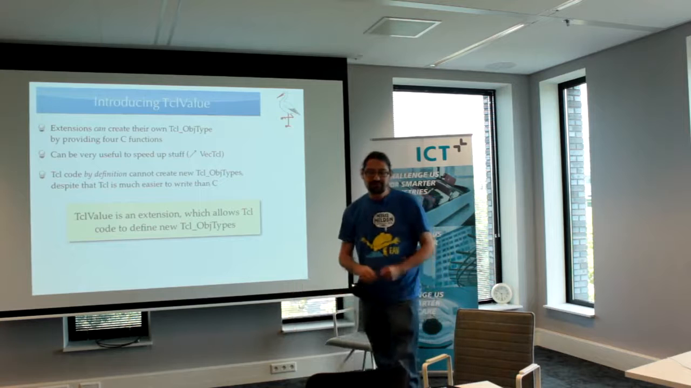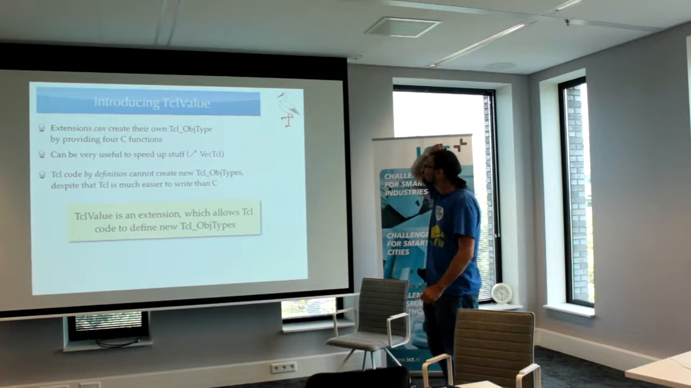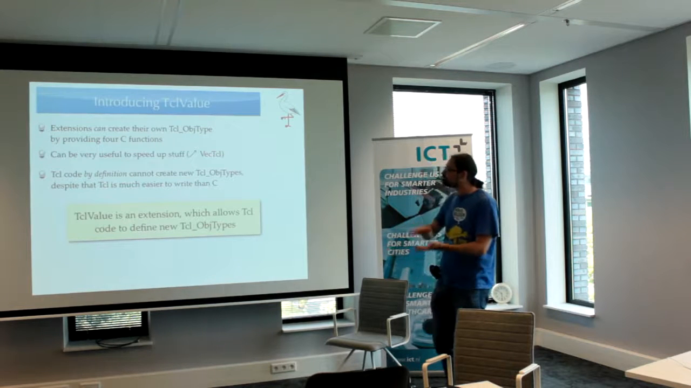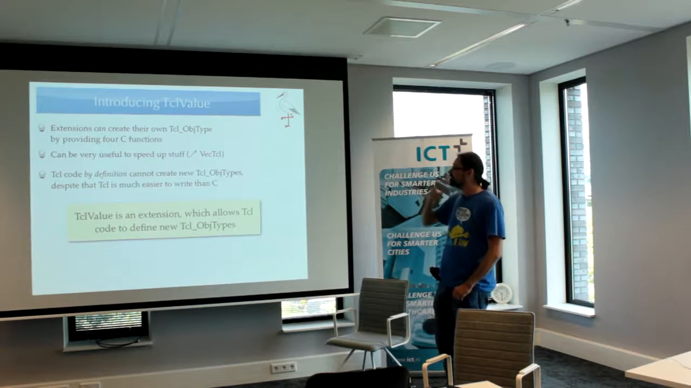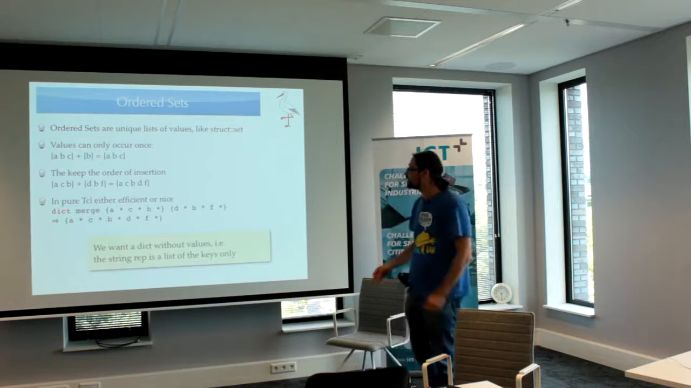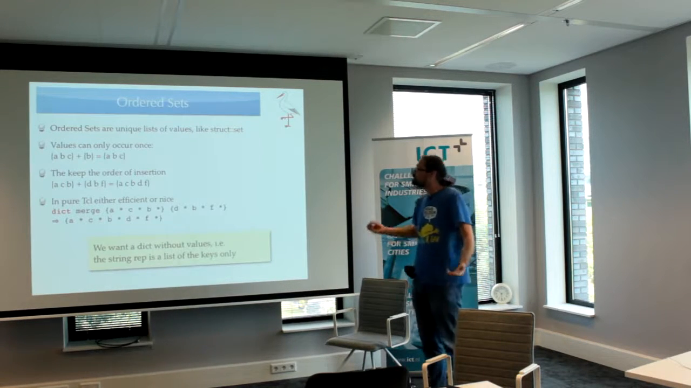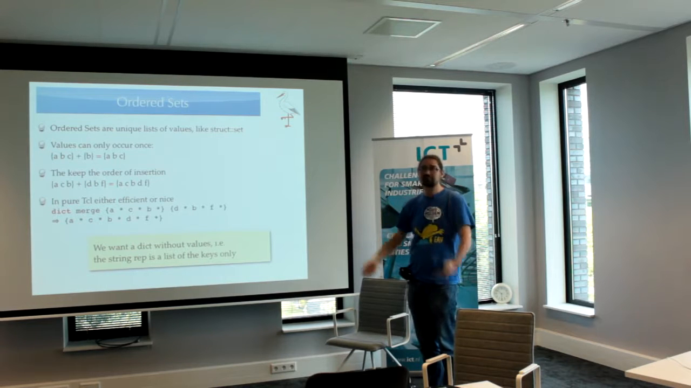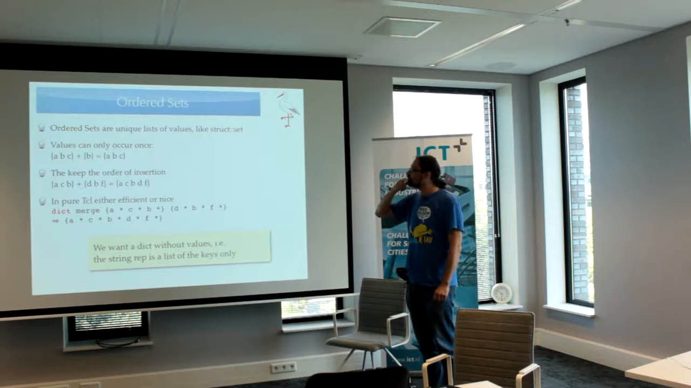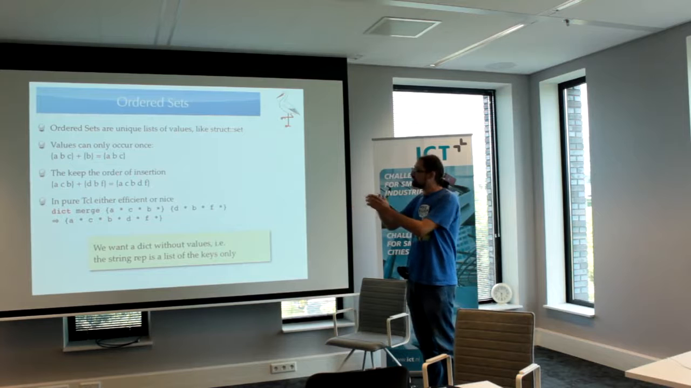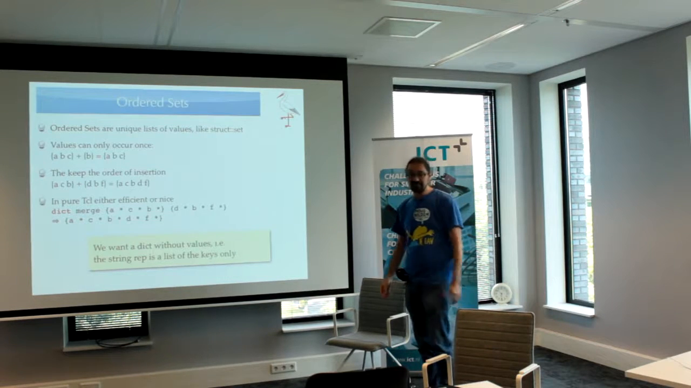Now, as I said, I will be showing you how you can actually do all of that without going to the C level and just writing this TCL object type in TCL itself. For example, let's look at a TCL object type that you might need. An ordered set. An ordered set is like a unique list of values. Sometimes you need this to store options or something like that. And a value can only occur once. So if you merge ABC with B, then you still get ABC because it must be unique. And ordered means if you add some more to it, then the order of the insertion actually stays the same.